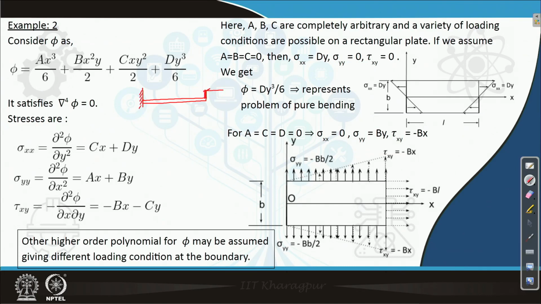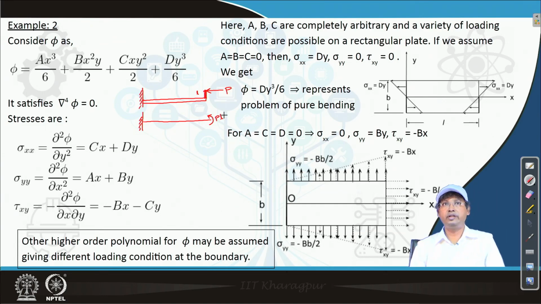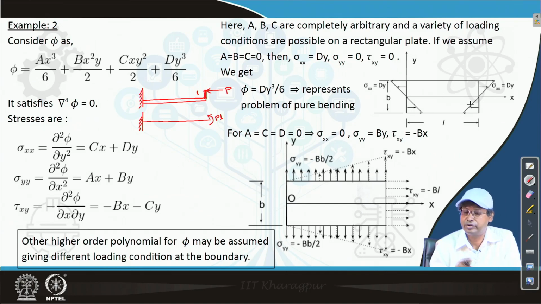And at the tip there is a load P. If this length is L, the projection length, then this beam is actually under P L moment, and that moment is pure bending, because there is no shear force acting in the transverse direction of the beam.